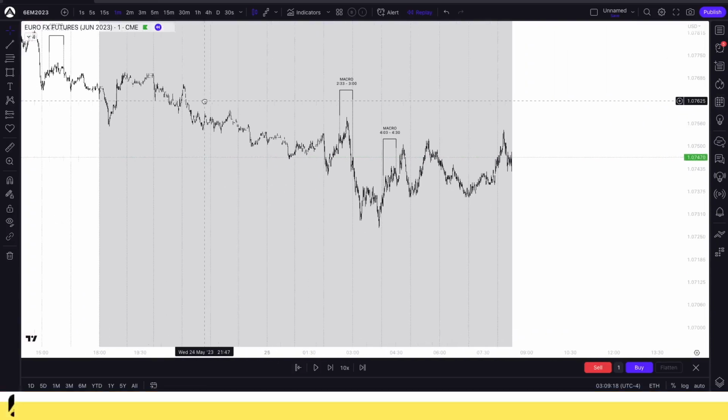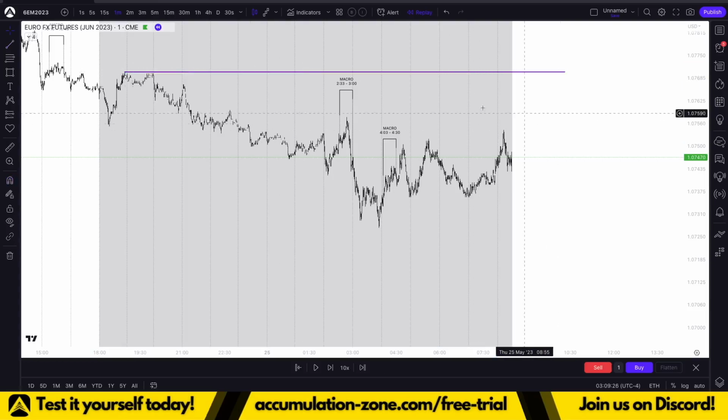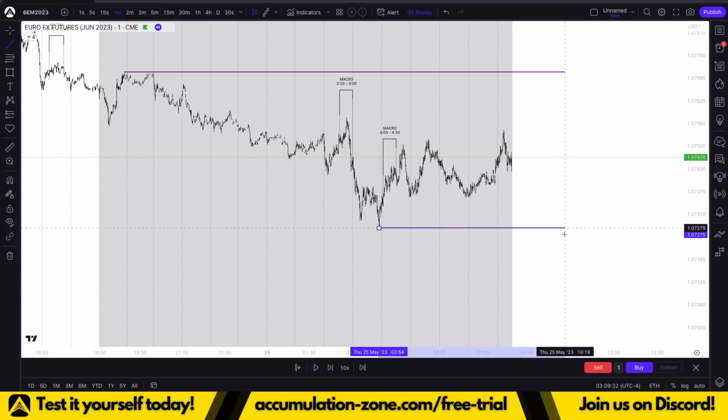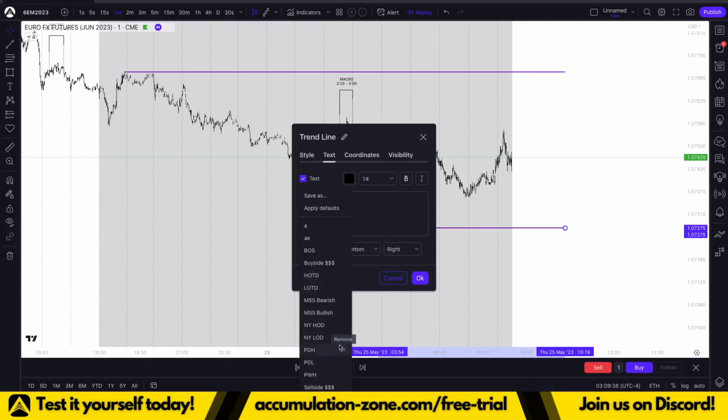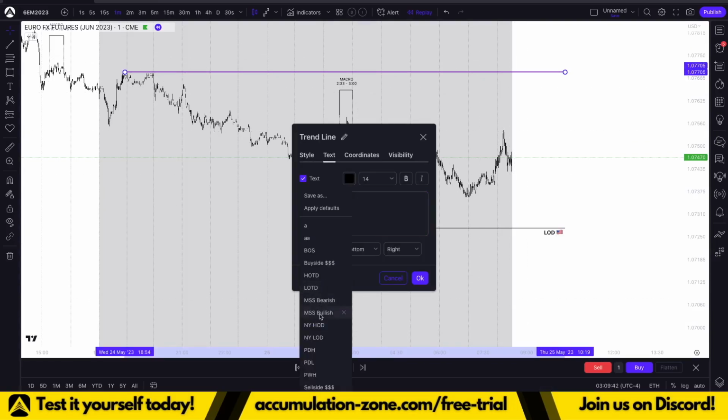Therefore, we look at this gray area. Starting from the daily opening, our high of the day would be sitting right here. This is our high of the day. This is our low of the day. And only if we go above or below these levels, we consider taking a trade on the market structure shift. So this is our low of day New York. And this is our high of day New York.